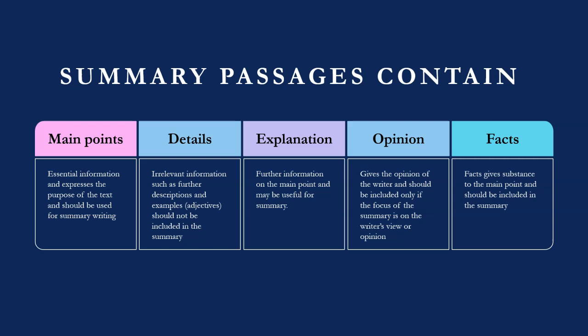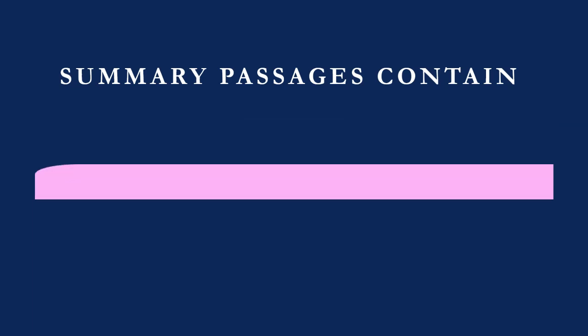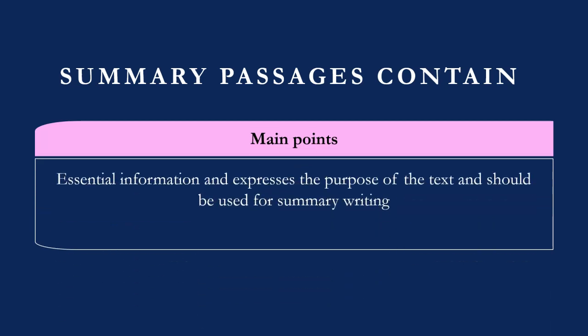Now let's go on and look at what summary passages contain. So usually they contain main points. The main points have details, explanations, opinions, and facts. Let's look at the main points. The main points are the essential information and express the purpose of the text, and that is what you should use in your summary writing.